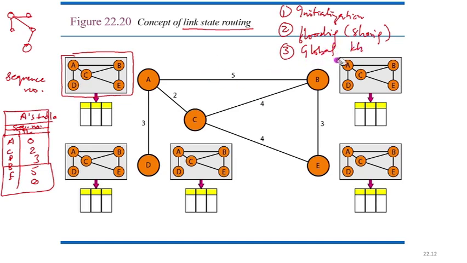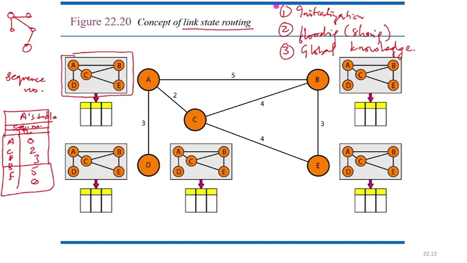Global knowledge in the sense that each of the routers has knowledge about each of the routers available on the network. So this is called global knowledge. Each router will have global knowledge. Once they have this list or network structure with each link and its cost, this information is available to each router.